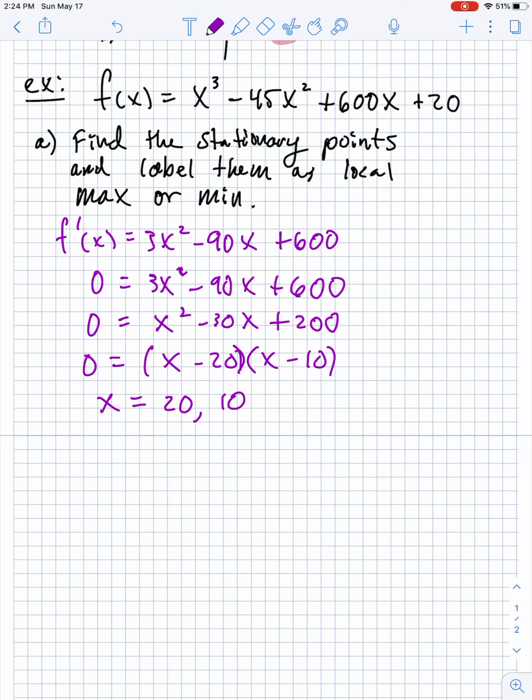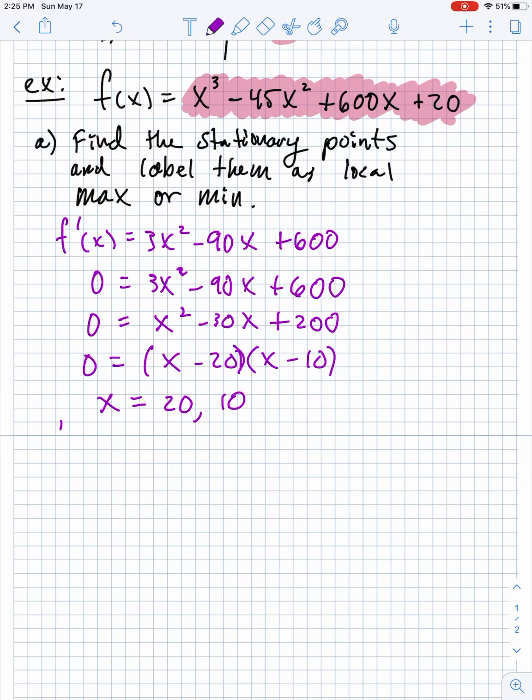Now, what should we do first? Let's figure out the actual coordinates. We know that the x values happen at 20 and 10, but I want to know what the actual y values of the coordinates are. So what we're going to do is take the OG equation, the cubic up here, and we're going to plug in 20 and 10 to figure out what the y values are. Probably going to grab a calculator for this.